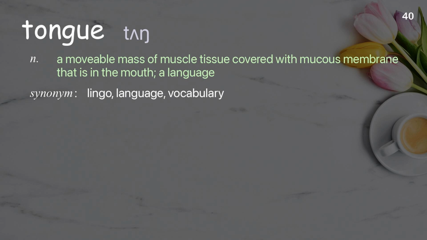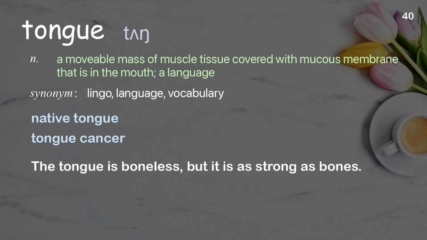Tongue. A movable mass of muscle tissue covered with mucous membrane that is in the mouth, a language. Examples: Native tongue. Tongue cancer. The tongue is boneless, but it is as strong as bones.